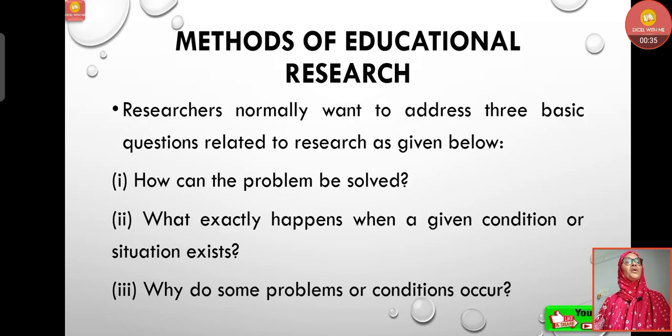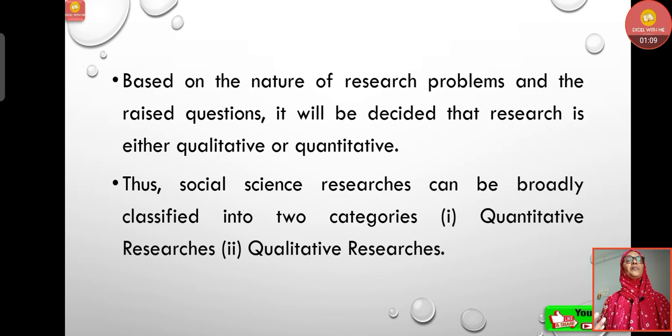Now researchers normally want to address three basic questions related to research, as given below. Number one, how can the problem be solved? Number two, what exactly happens when a given condition or situation exists? Third, why do some problems or conditions occur? Obviously in real life also we face these questions, but for researchers, what do they do scientifically? They try to inquire into the matter. So these are the three very important questions when we address the basics.